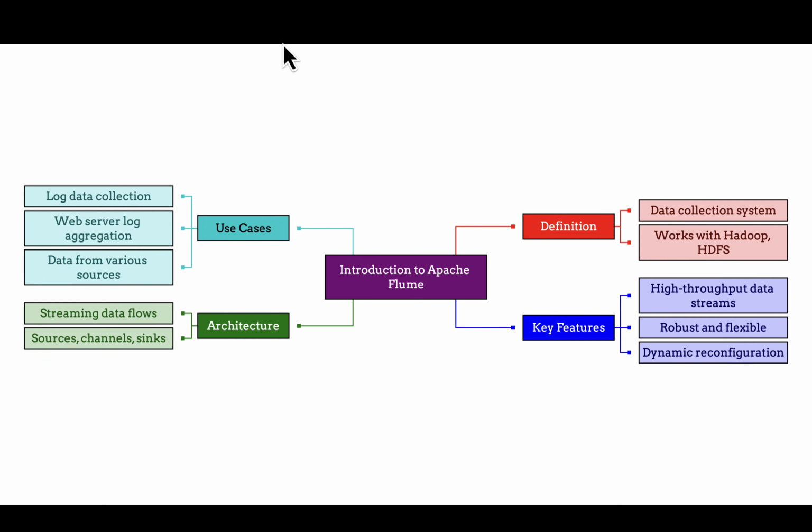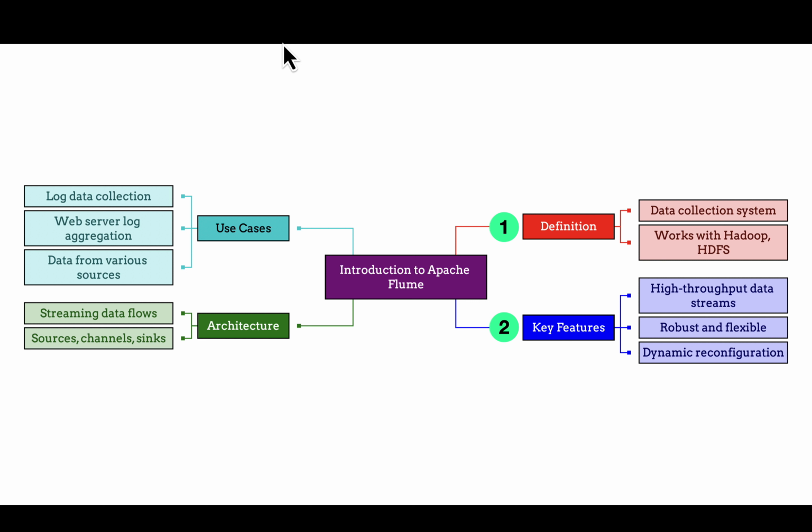Introduction to Apache Flume. 1. Definition of Flume. Apache Flume is a distributed, reliable, and available system for efficiently collecting, aggregating, and moving large amounts of log data to a centralized data store. It's designed to work with Hadoop and HDFS.